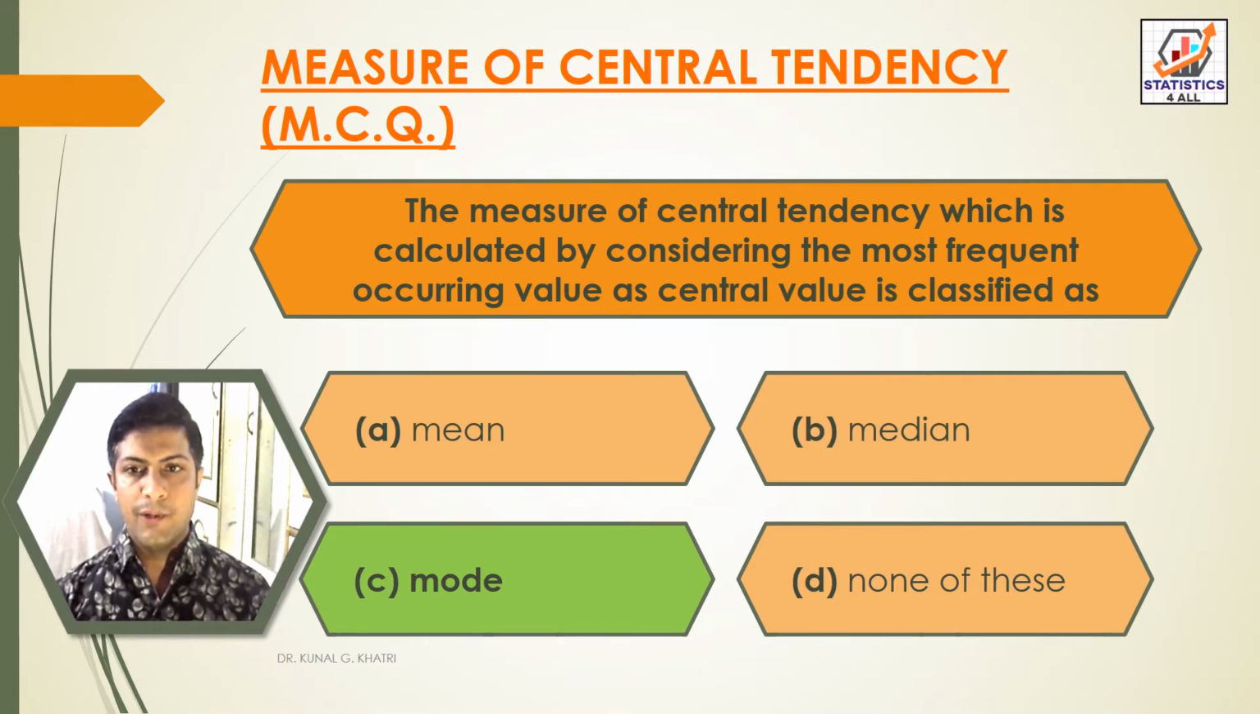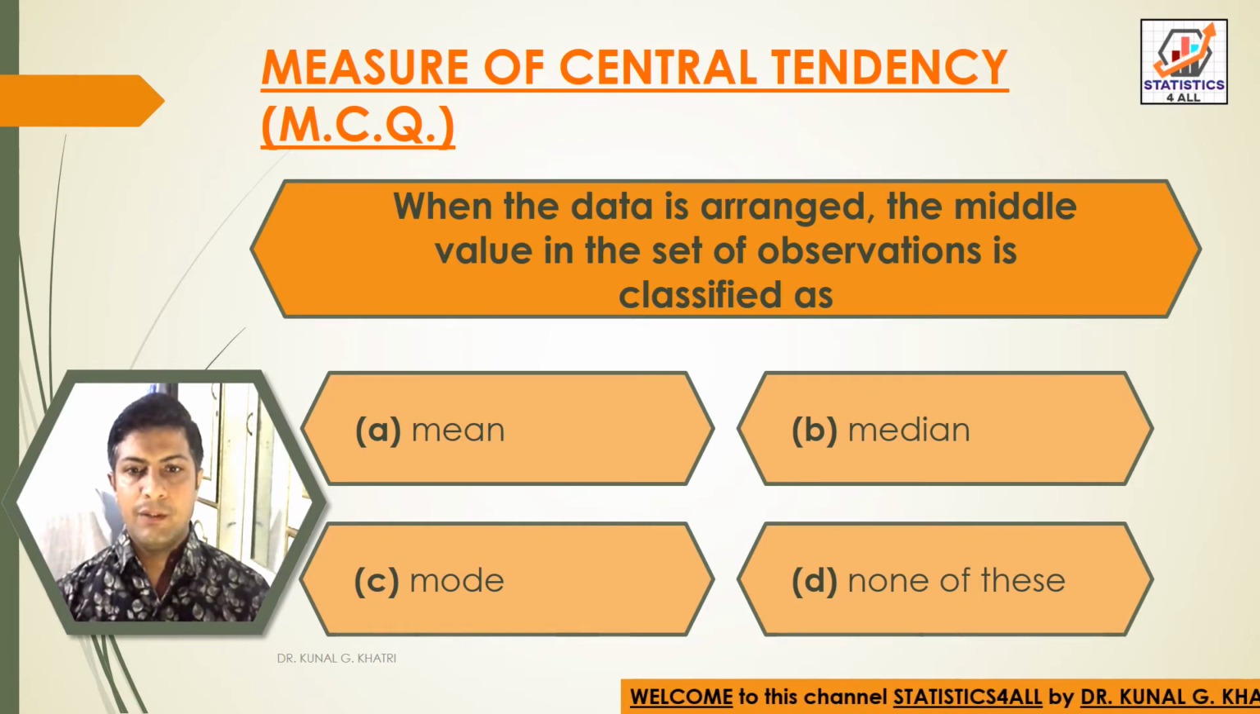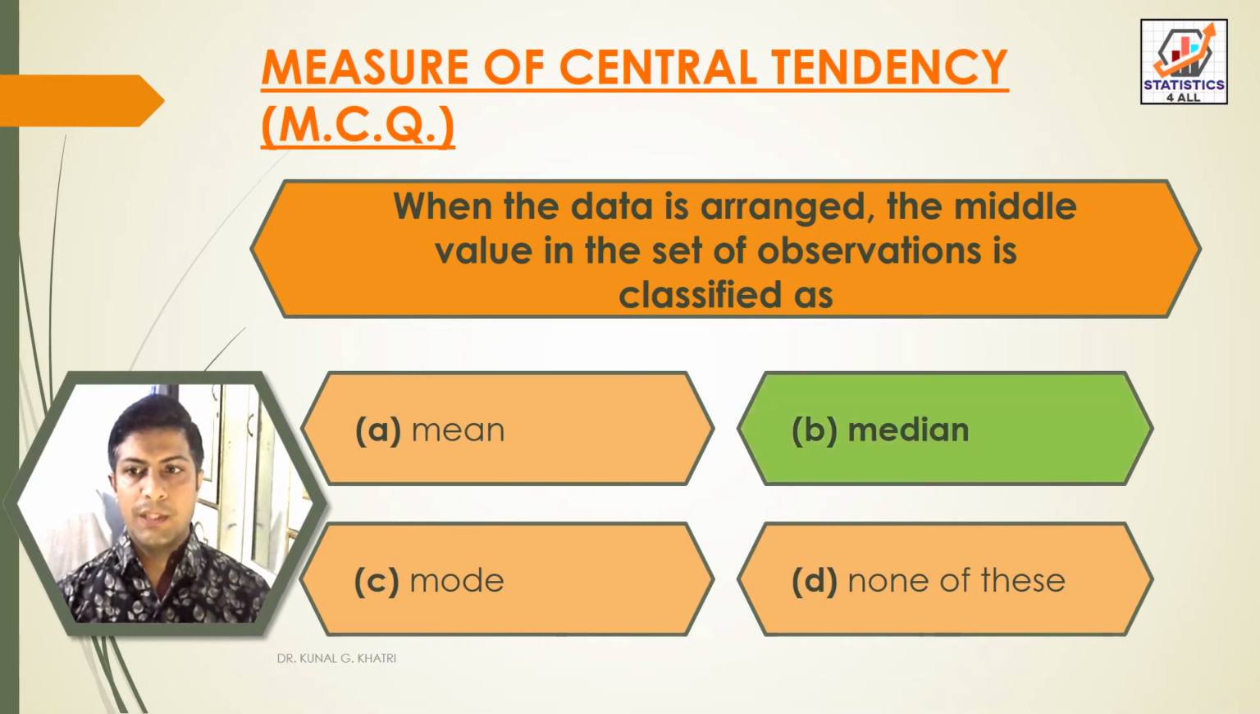as mode. Next question, when the data is arranged, the middle value in the set of observations is classified as option A, mean, option B, median, option C, mode, and option D, none of these. So here we have answer option B, median. When the data is arranged, the middle value in the set of observations is classified as median.